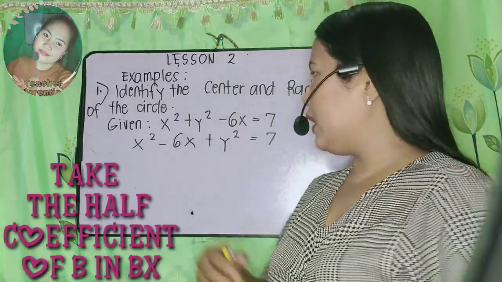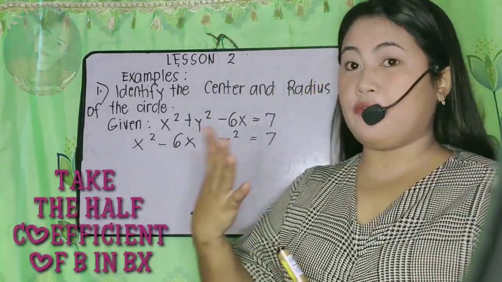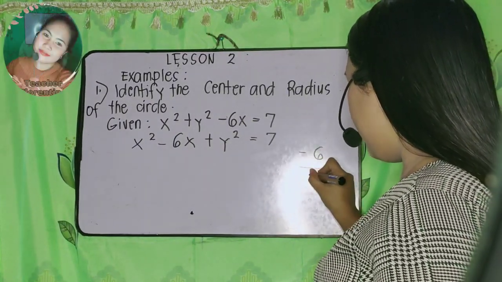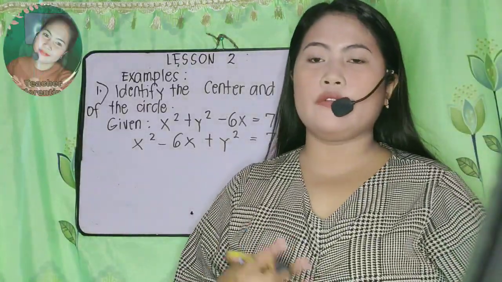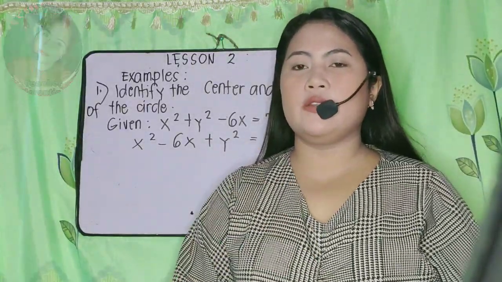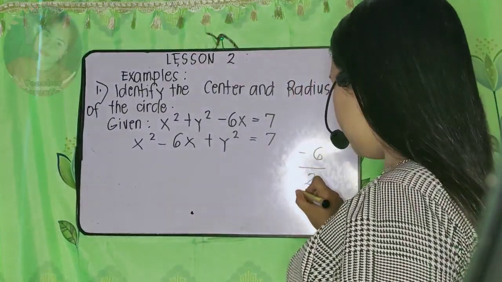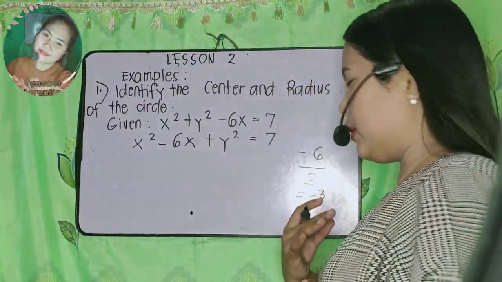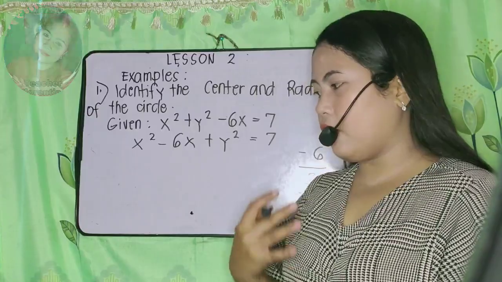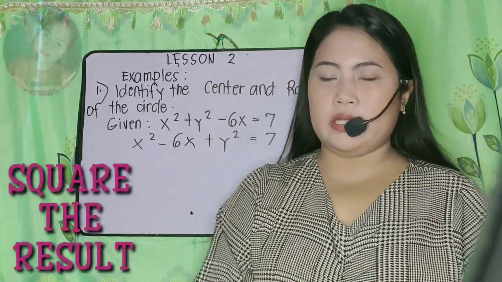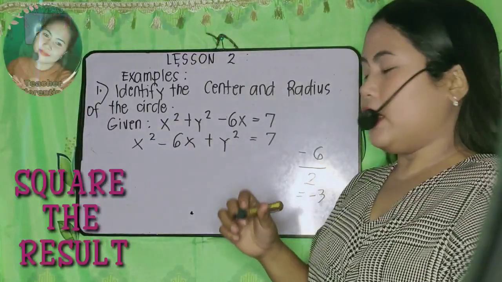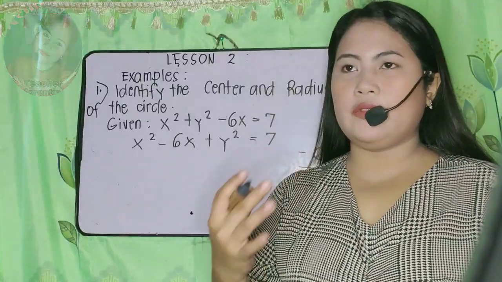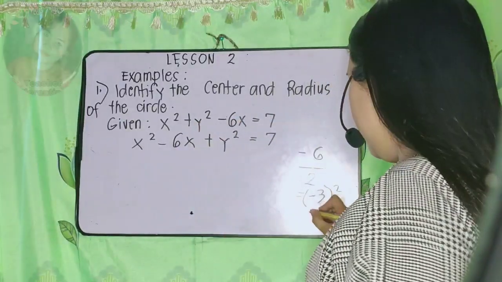What do we mean by that? The negative 6, we will find its half. So negative 6 divided by 2, because we are finding the half of 6. The answer is negative 3. But that's not the final answer. After finding the half of negative 6, we're going to square the result, which is negative 3. So negative 3 raised to 2, negative 3 times negative 3, the answer is positive 9.